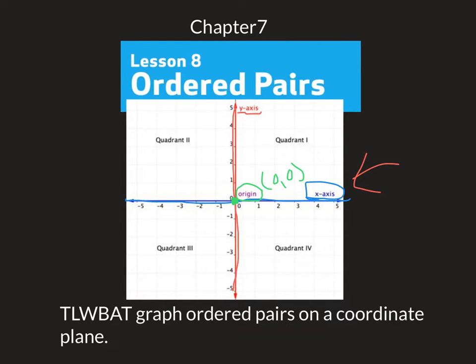Then we have our quadrants 1, 2, 3, and 4. They're just written in Roman numerals, so if you want to write them in normal numbers so that you know what we're talking about, that would be fine too. But today we're going to work on graphing, so let's get started.